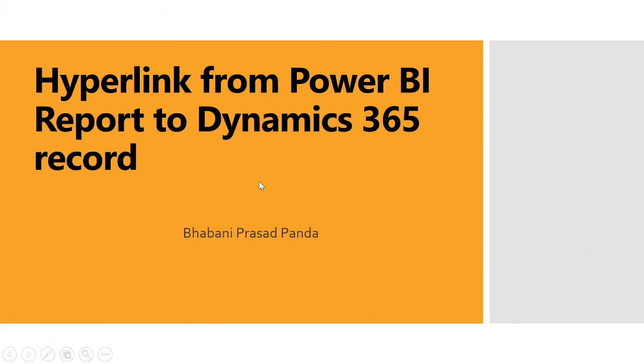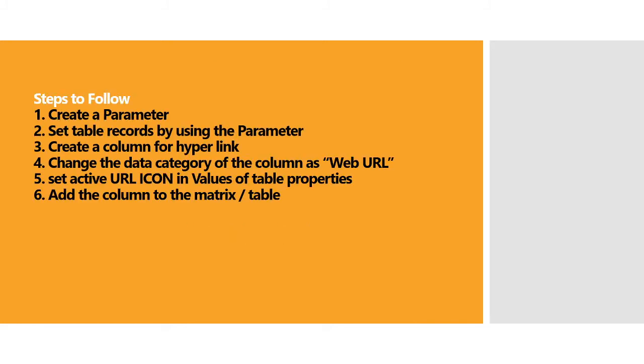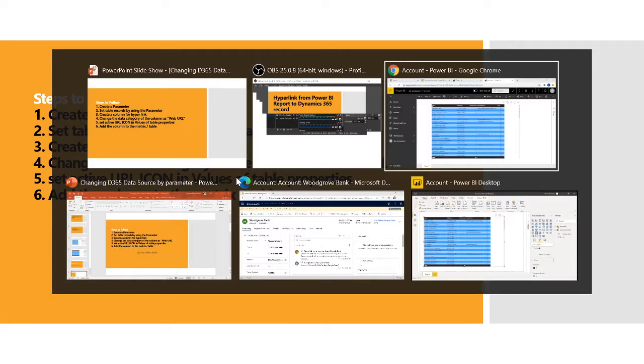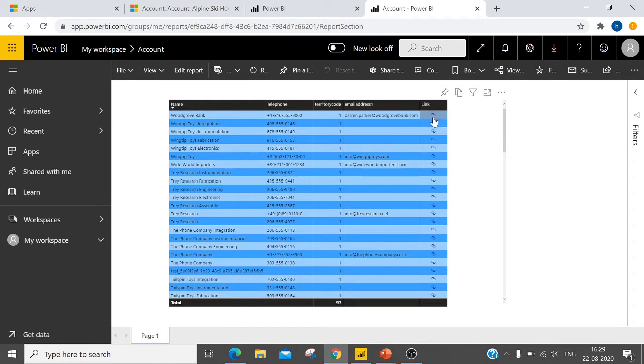Hello guys, today we are going to see how, on clicking on Power BI reports, we can navigate to Dynamics 365, to a particular record. For this, there are a few steps we have to follow. I'll go through them one by one. Before that, let me show you what exactly I'm going to achieve here.